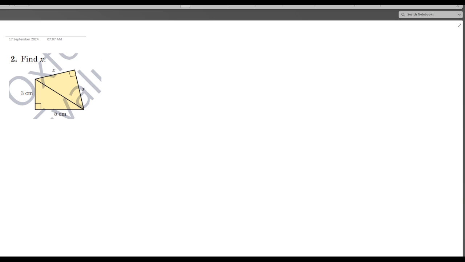Okay, now let us do this question number 2. First we find out this hypotenuse. This is a right angle triangle. Let us name this hypotenuse as y. So I have y square is equal to 3 square plus 5 square.